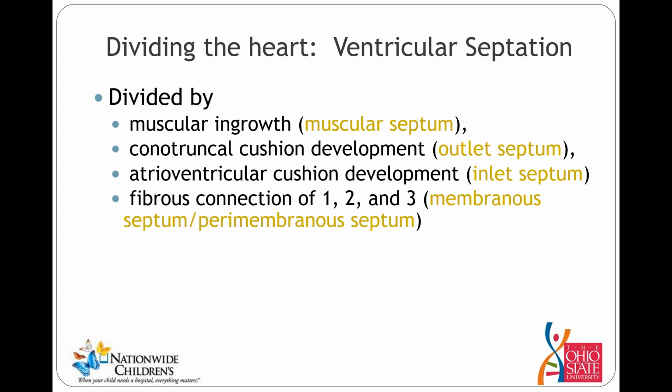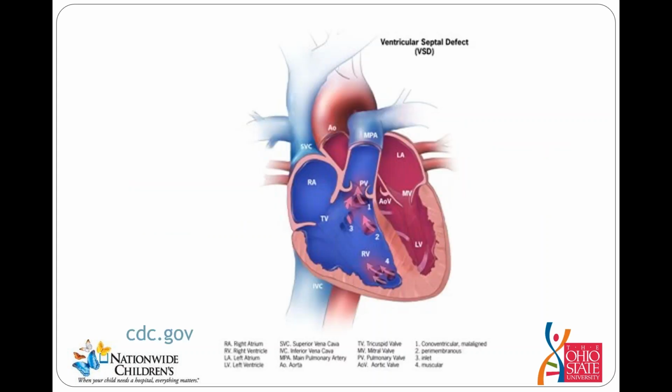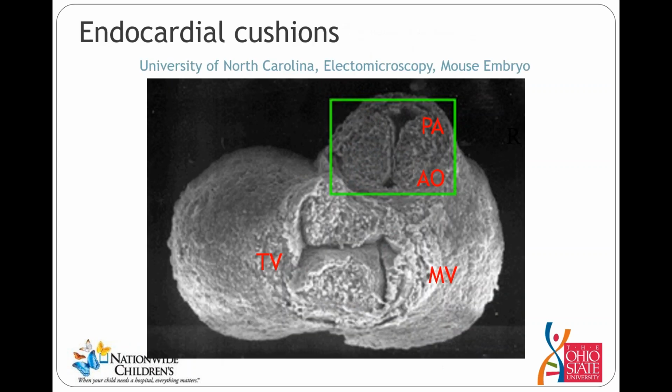There's muscular, outlet, inlet, membranous, paramembranous septum. It comes together, and this is just a drawing of the different potential locations for VSDs. But the important point is it's not a straight structure, not interesting embryologically. The endocardial cushions, I think we should spend some time on, because obviously problems with endocardial cushion development contribute to substantial heart disease.